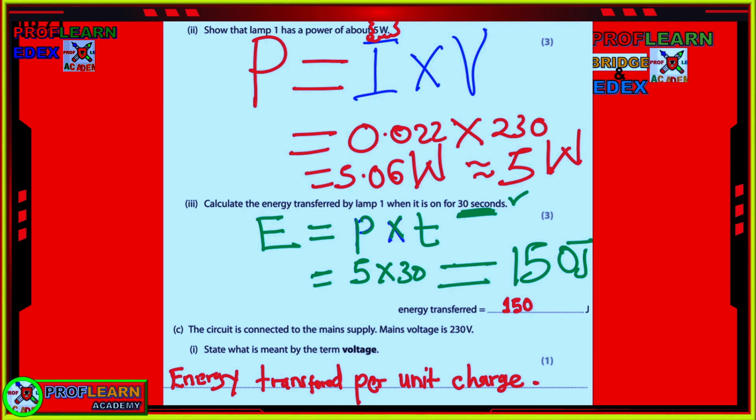Calculate the energy. Remember, energy is equal to power times time, and time has to be in seconds. Working it out, we get 150 joules. We are supposed to state what is meant by voltage. This is the energy transferred per unit charge. If you are asked about EMF, EMF is the amount of energy transferred or supplied to move a unit charge around a complete circuit.